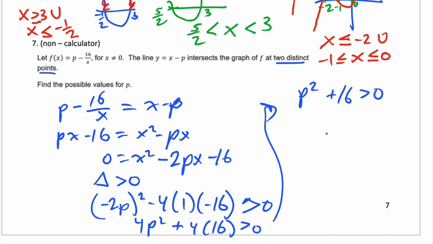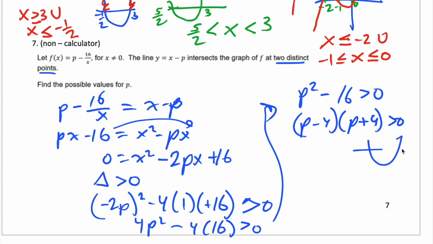I suspect I've made a mistake. I think this is supposed to be negative, otherwise it doesn't work. Let me double check. Okay, let's see. When the 16 came over, that should be negative. Now it makes sense. Now don't just square root, you can factorize it.